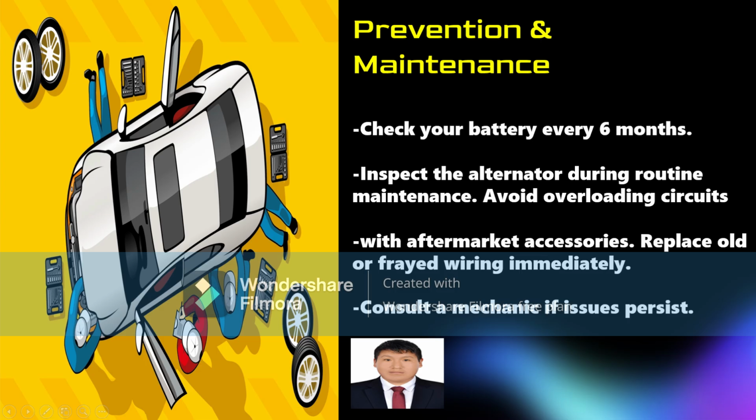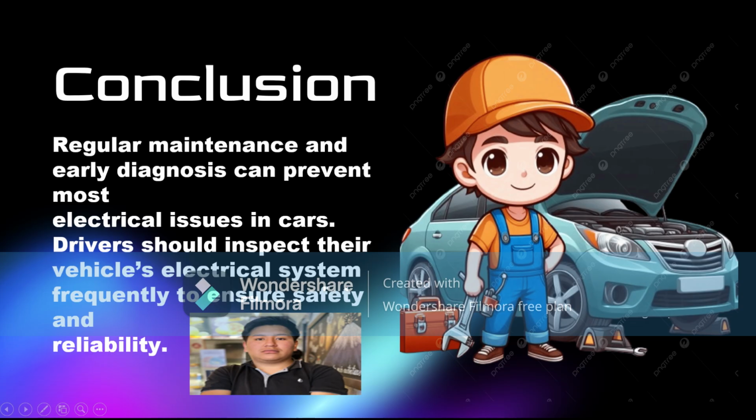Prevention and maintenance. Check your battery every 6 months. Inspect the alternator during routine maintenance. Avoid overloading circuits with aftermarket accessories. Replace old or frayed wiring immediately. Consult a mechanic if issues persist.